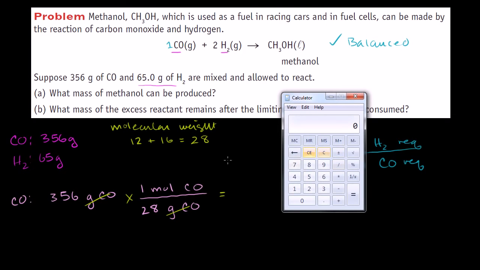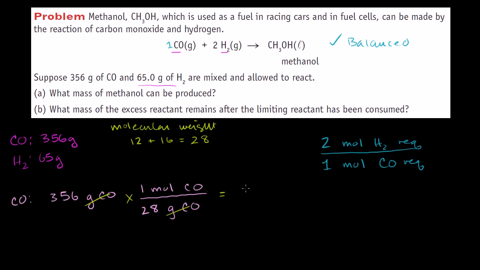So let's figure what that is. That's 356 divided by 28, right? That's essentially what we're doing. Divided by 28 is equal to 12.71. Let's just say 12.7 moles of carbon monoxide. This is 12.7 moles of carbon monoxide.